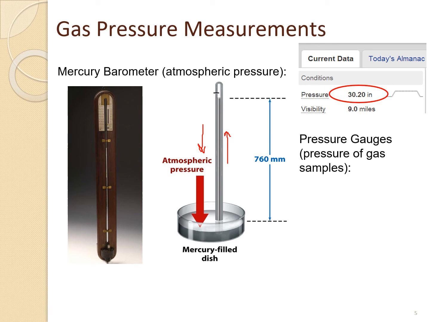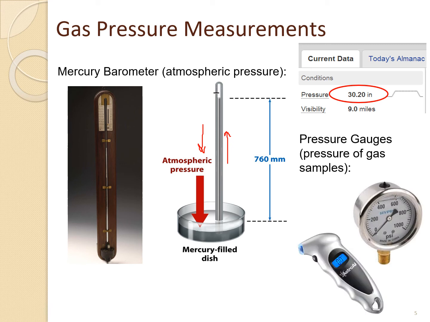If we're interested in measuring the pressures of gas samples, which is what we're more typically interested in in science and chemistry, we may use some sort of analog gauge or perhaps even a digital gauge, such as this one that you may use to measure your tire pressure, to make sure the tire pressure is in the right range.